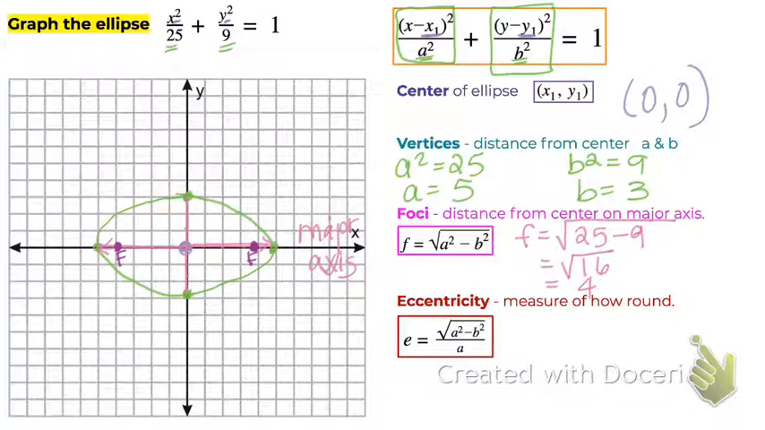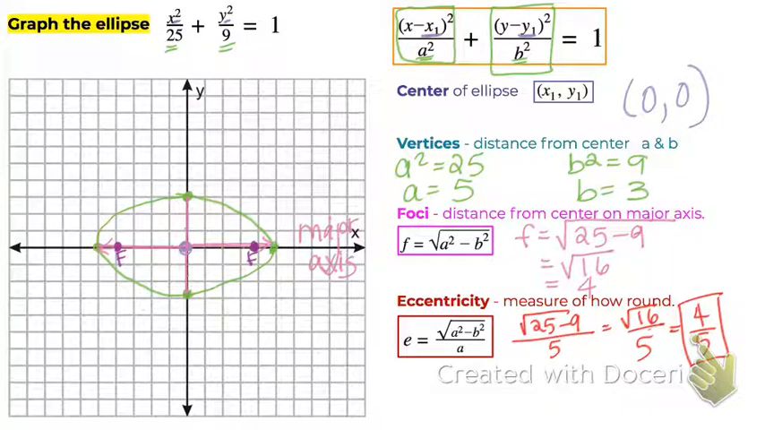And then eccentricity is a measurement of how round our ellipse is, how close it is to a circle. So we're taking the foci, the square root of a squared minus b squared, and we're dividing it by a. So remember, that's the square root of 16 over 5, which is 4 over 5. So the closer that is to 1, the more round it is, the closer it is to a circle.